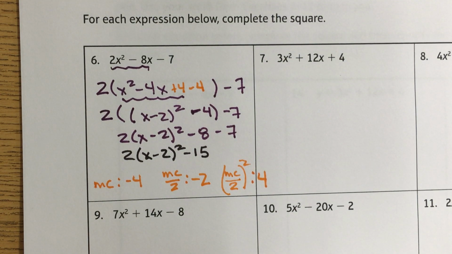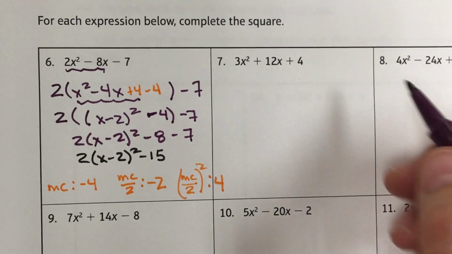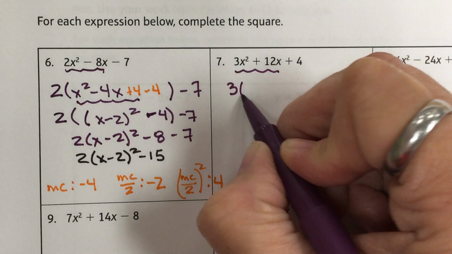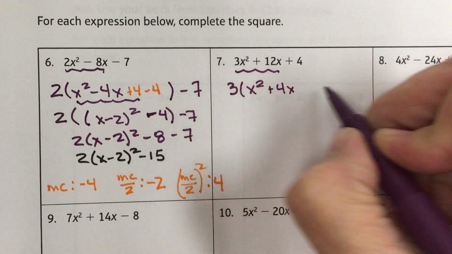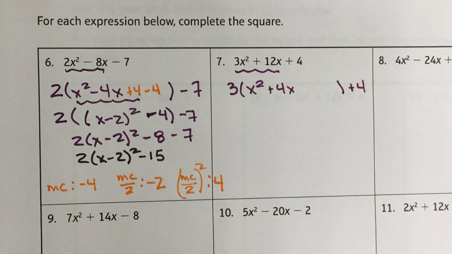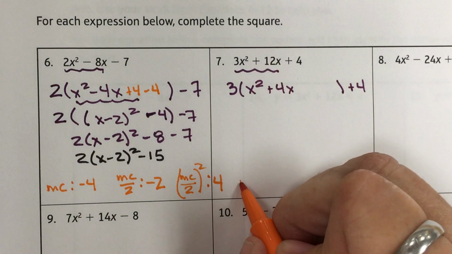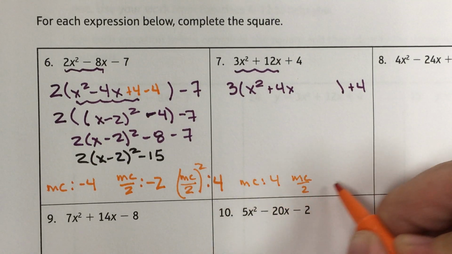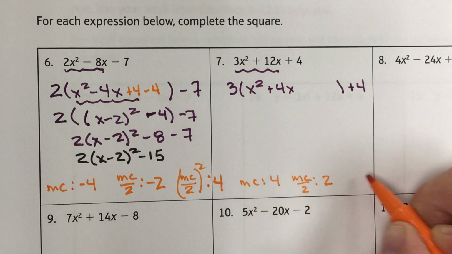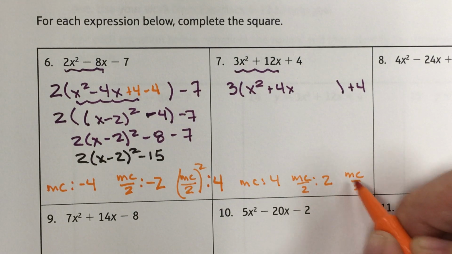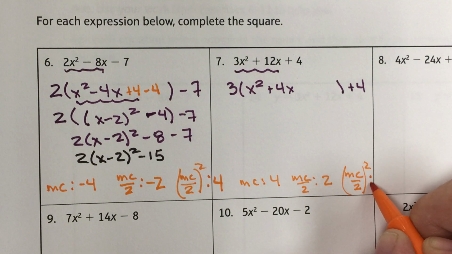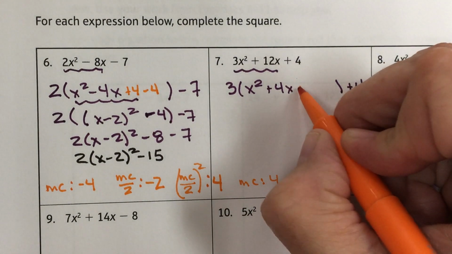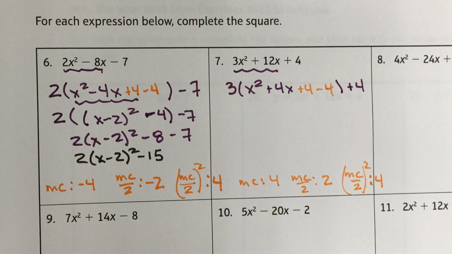The next one, you do the same thing, but this time you have a 3 that needs to be factored out. When I do that, I get x squared plus 4x, leave some space, and I get my plus 4. I do my middle coefficient, and that's 4. I divide it by 2, and I get 2. Divide it by 2 and square it, and amazingly, I get 4, just like I did on the problem before. So then I add 4 and subtract 4, like I did a moment ago.